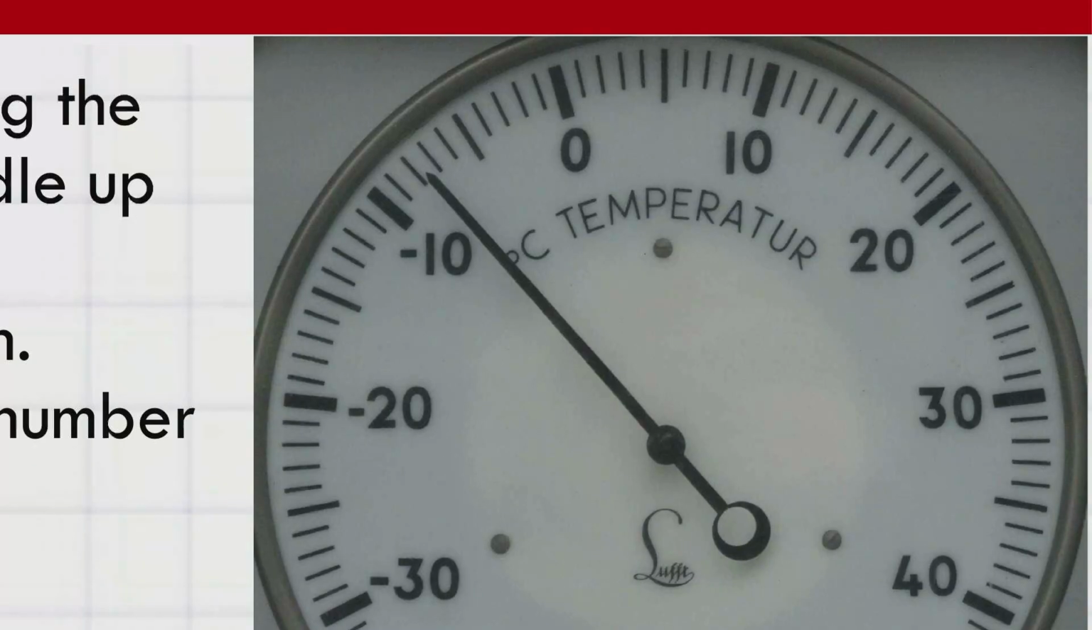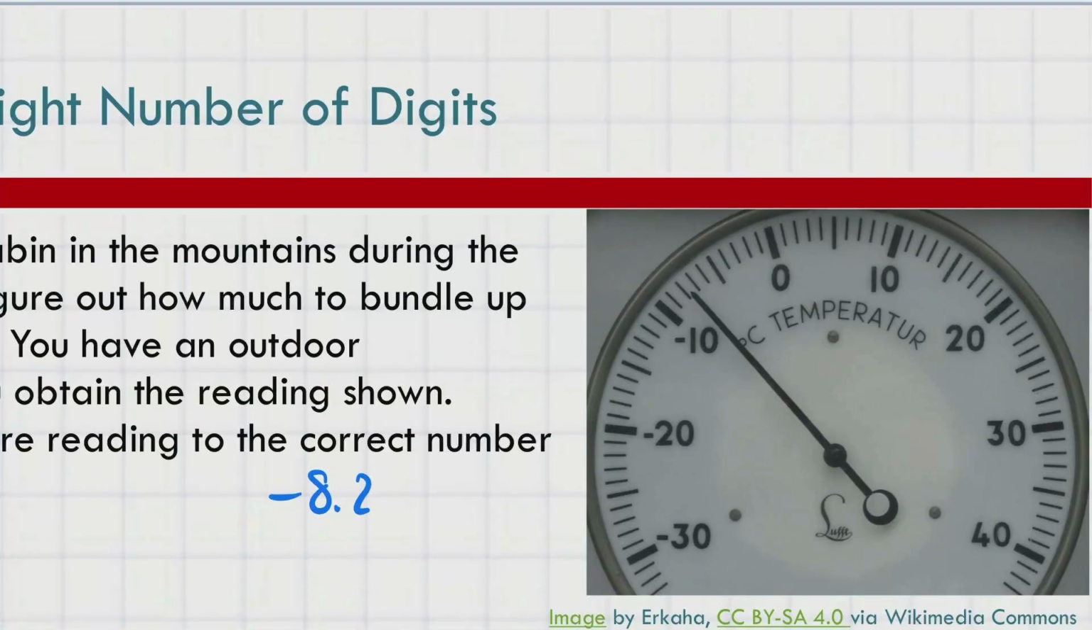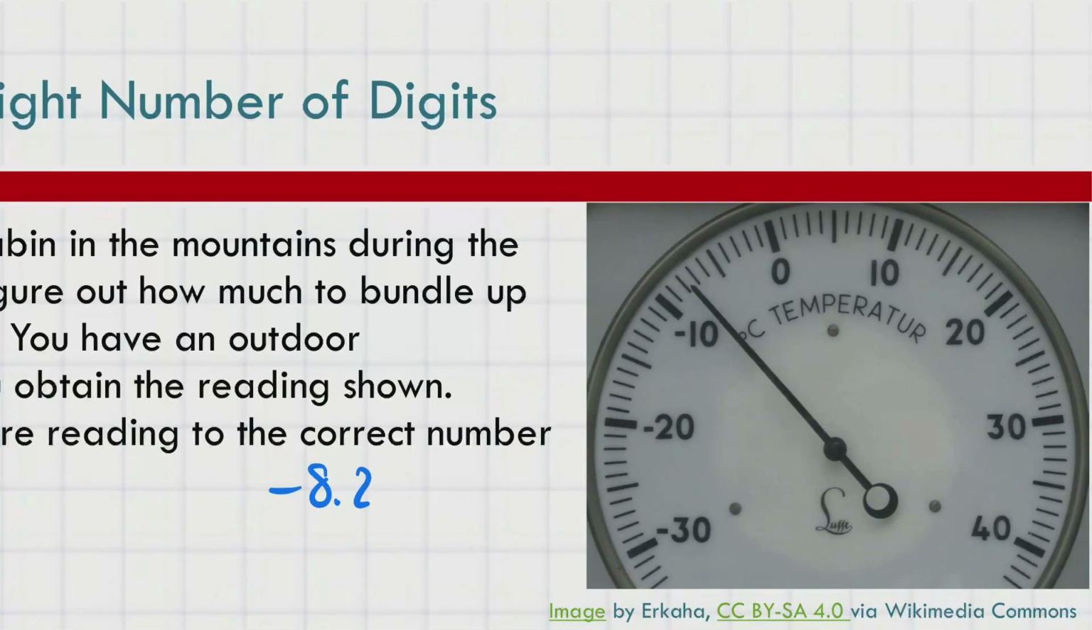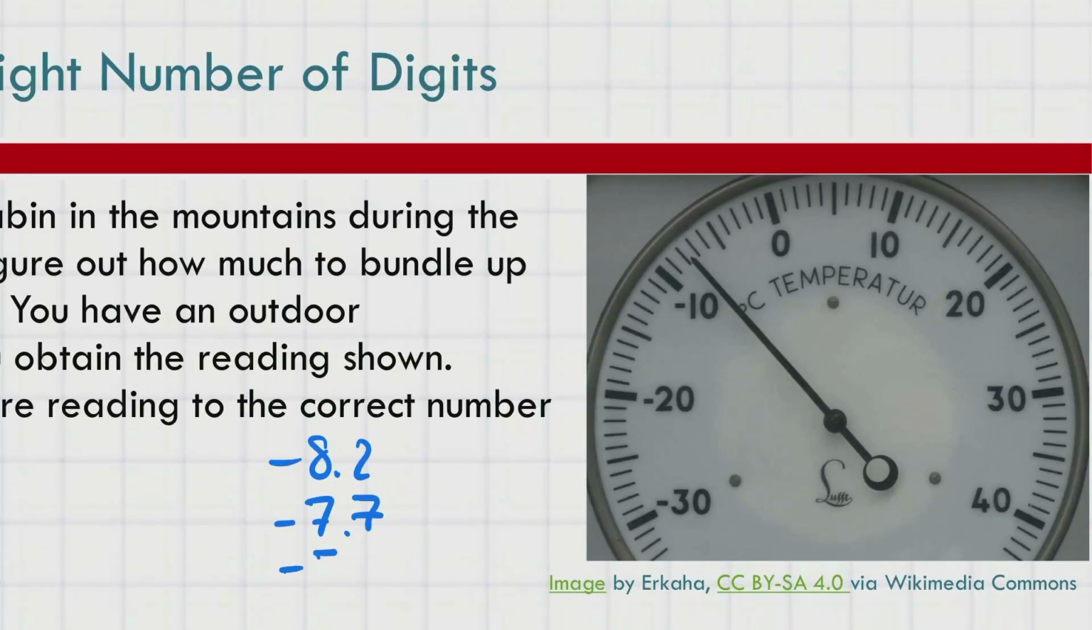Do we have a brave soul who would like to volunteer a number? That was very fast. Yes? I'd say negative 8.2 degrees Celsius. We've got a vote for negative 8.2. Any other guesses? Pretty good guess. Yes. Negative 7.7. We've got a guess for negative 7.7. Any other guessers? Yes? Negative 7.8. Negative 7.8.